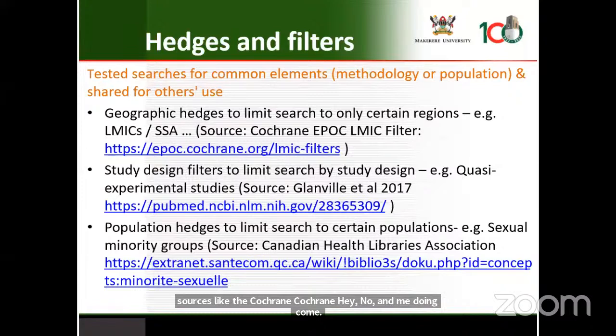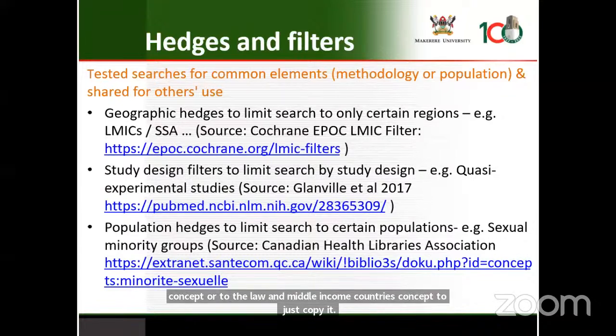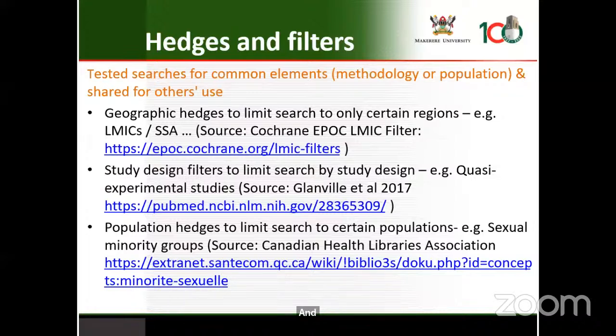So you also need to evaluate the source where you pick it, okay? You copy it after you have searched for the other concepts. When it comes to the setting concept, or the low and middle income countries concept, just copy it and paste it in your search strategy, and you search.